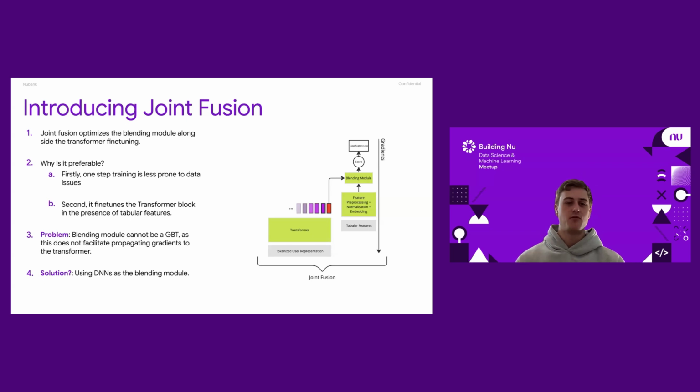Now, the issue here is that while this seems like a logical thing to do, currently the blending module, the model we use to do the blending between the embeddings and the features, is a gradient boosted tree model, which does not facilitate propagating the gradients back from the blending module to the transformer. So we can't do joint fusion and do blending with a gradient boosted tree. The solution is to use deep neural networks to do blending. However, if any of you have tried to use deep neural networks for tabular features, you know it's not quite that simple.